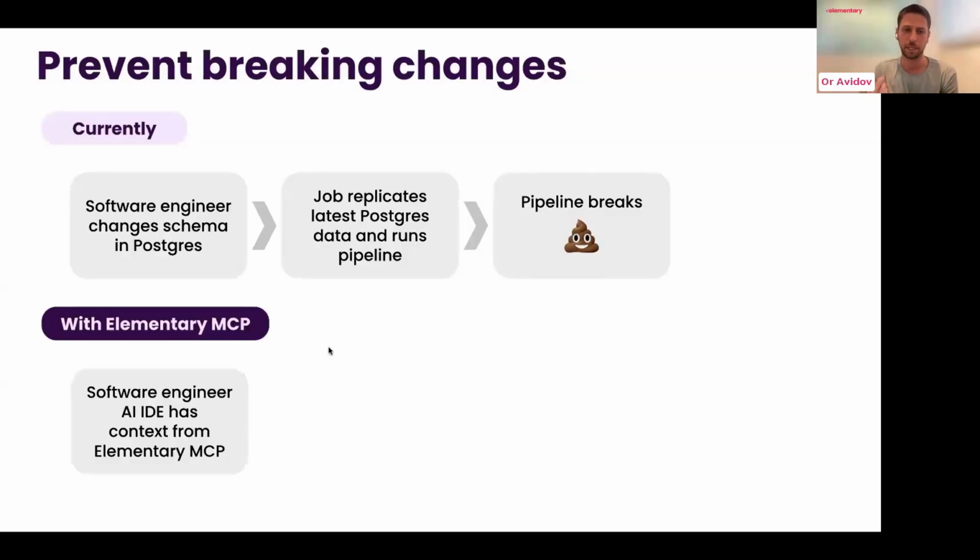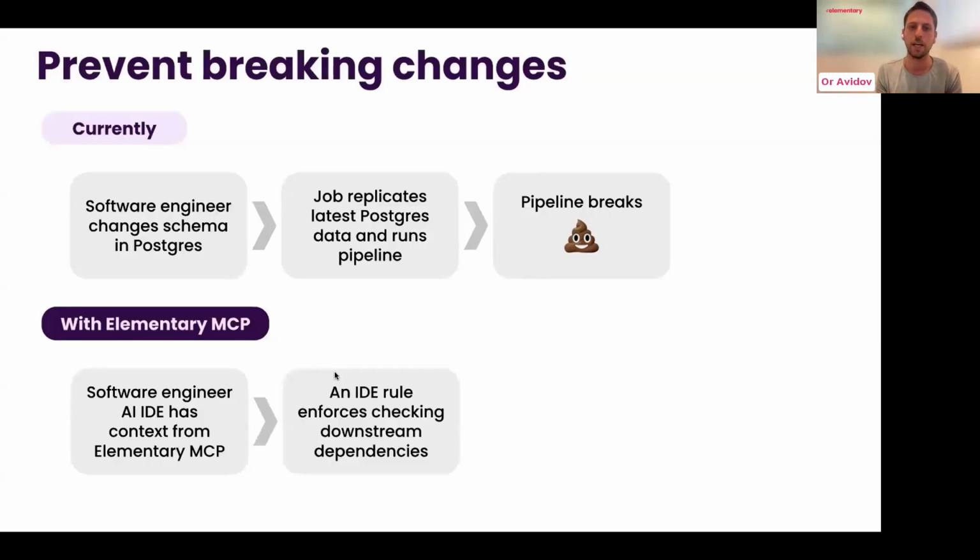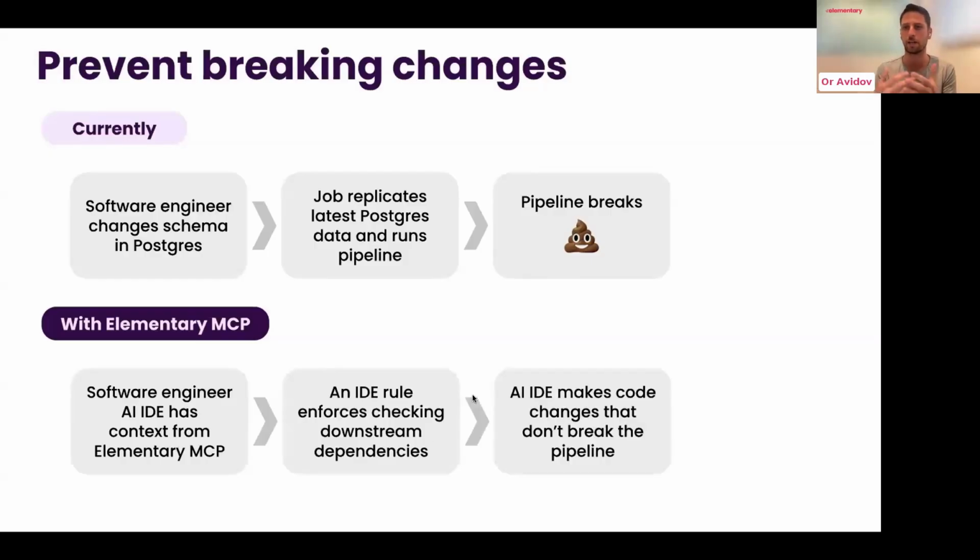Now with the Elementary MCP, you can actually solve that completely. Software engineers can connect their IDEs, for example, Cursor or any other IDE that has AI agent in it. The software engineers inside their IDEs can get context from the Elementary MCP and know all the downstream dependencies that consume data from that operational database. And now the IDE is aware that there are downstream dependencies, and when it introduces the changes, it will actually make changes that don't break the downstream dependencies.